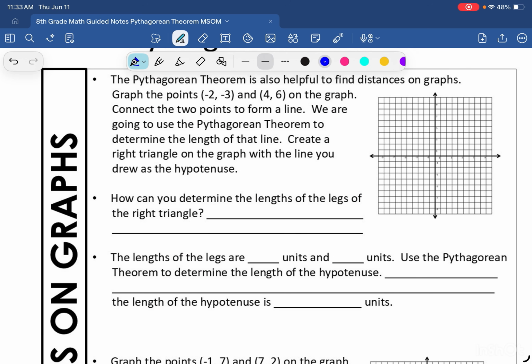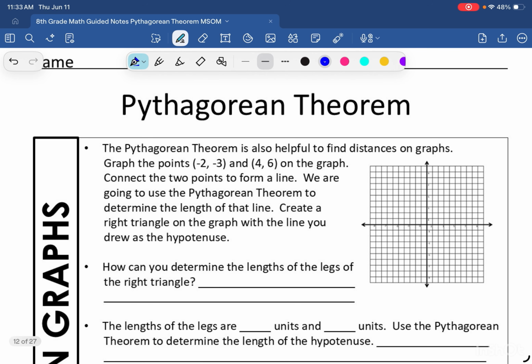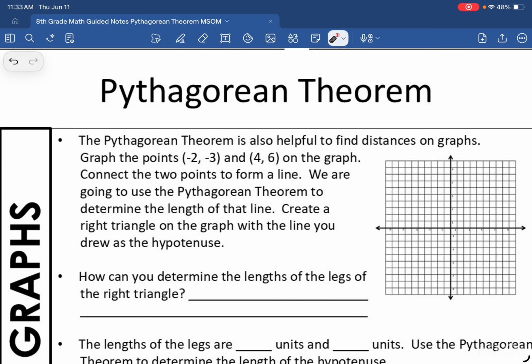Now we're going to use the Pythagorean theorem to find distances on graphs. It says graph the points negative 2, 3, and 4, 6. So we have negative 2, 3, which is over 2 to the left, up 3, so right here. And then we have the point 4, 6, which is over 4, up 6. We are going to use the Pythagorean theorem to determine the length of that line. So we're looking at that line right there between the 2 points. We want to determine the distance of that line.